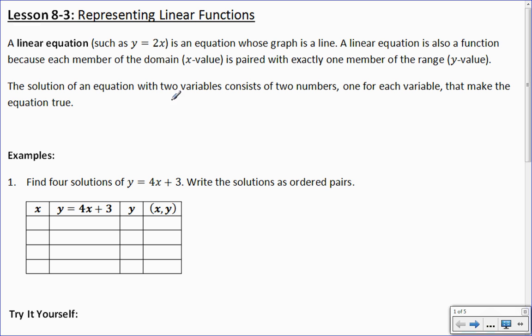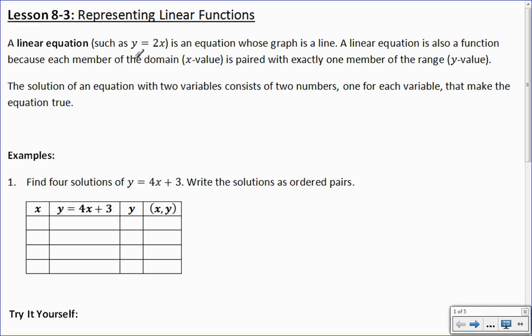The solution of an equation with two variables consists of two numbers, one for each variable, that make the equation true. So I just mentioned two solutions of this linear equation, y equals 2x. One would be when x is 1, y is 2, and the other one I mentioned was when x is 7, y is 14. So they're pairs of numbers, they're ordered pairs.